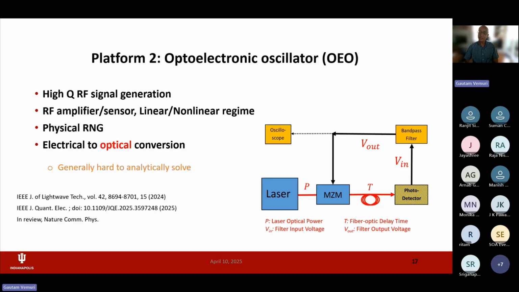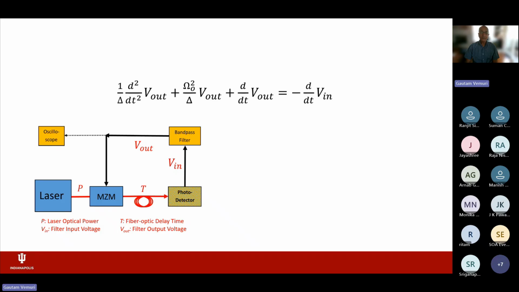If you have enough gain, it starts oscillating. The difference is that the output, instead of being an optical signal, is an electronic signal. And so it's a voltage, so it's much easier to measure and manipulate and so on. So how does it work?